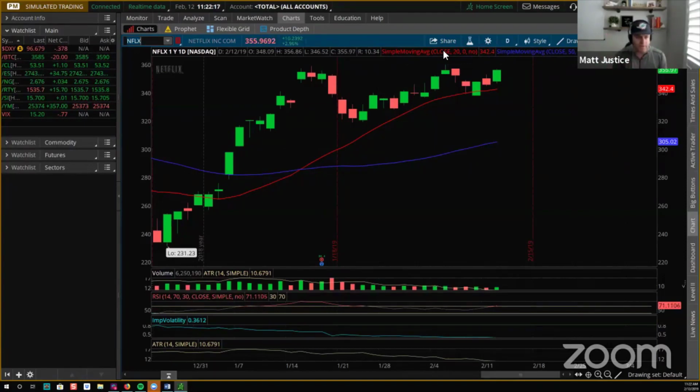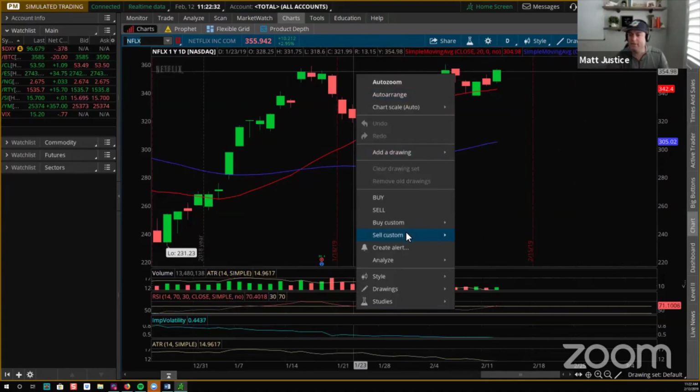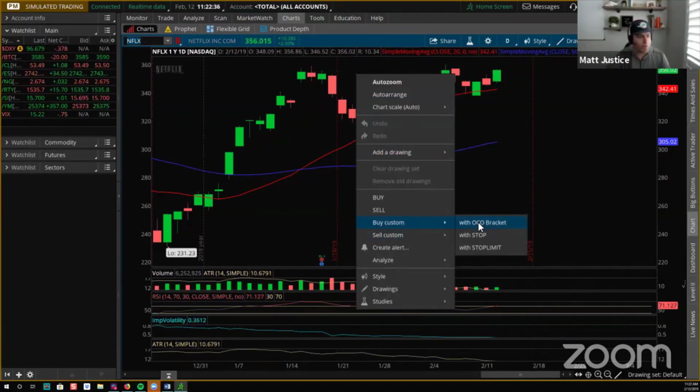The only difference is instead of just putting a contingent order to buy it at 362.50, or instead of just putting a buy stop at 362.50, what you would do is you would right click, come down to buy custom, and you got that OCO bracket order. Now, what an OCO bracket order is, it allows us to put our entry, our stop, and our target all in the exact same order.